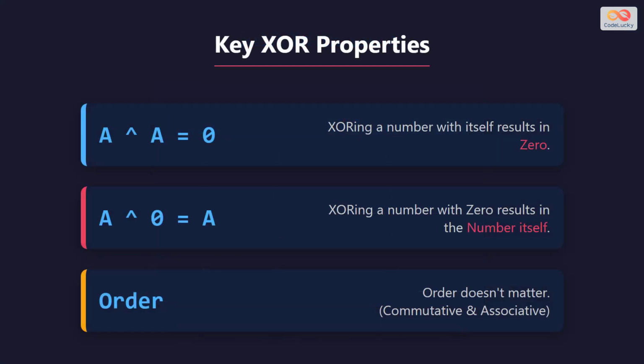For this problem, two specific properties of XOR are like magic. First, any number XOR'd with itself equals 0. This is because all the bits are the same. Second, any number XOR'd with 0 remains unchanged. Also, it is important to remember that XOR is commutative and associative, meaning the order in which we apply it does not matter.